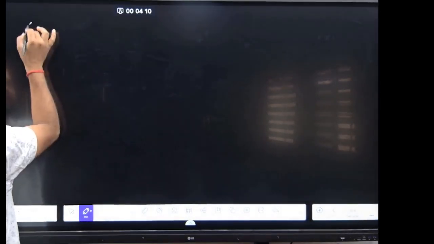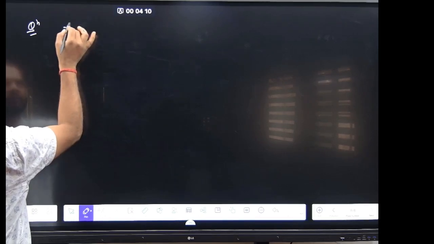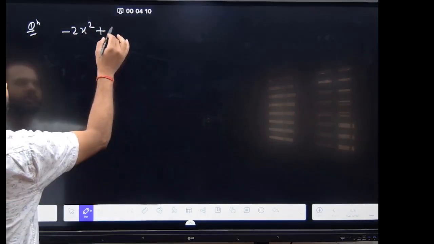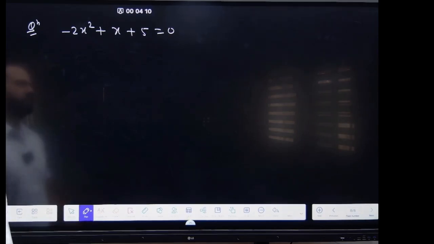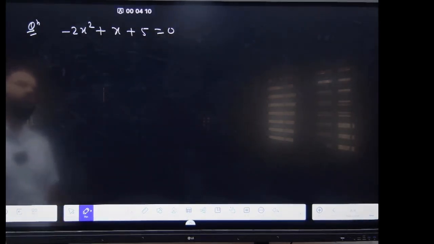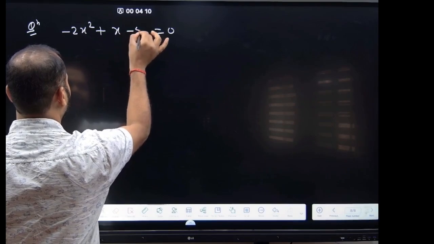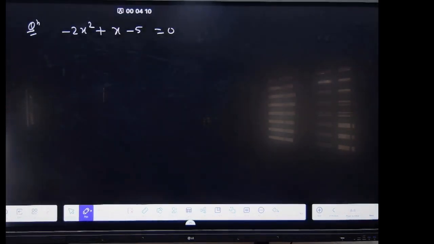Same thing, I am just writing a quadratic equation. What is the quadratic equation? Let it be like this: minus 2x square plus x minus 5 is equal to 0. Now, you tell me, calculate these three pieces of information one by one.